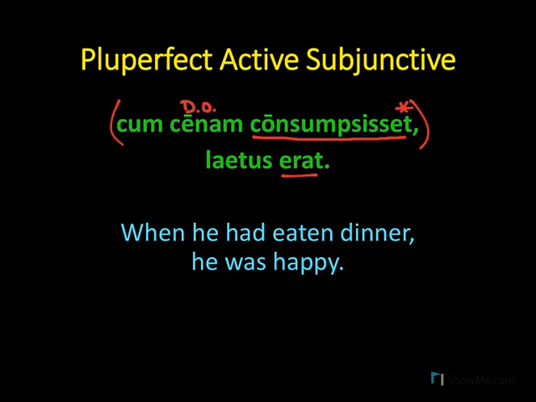Now take a quick note of the word consumsisset, because this is a verb in the pluperfect active subjunctive. Notice that it's built on the third principal part, so it uses the perfect stem. We use the four letters isse, and we use a regular personal ending. Let's take a look at some full conjugation charts.